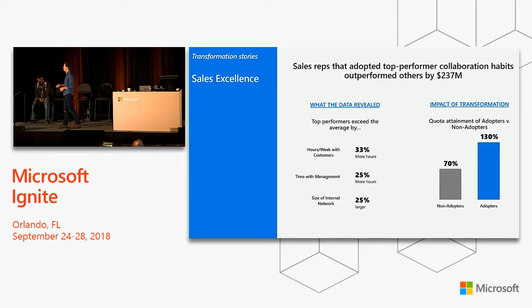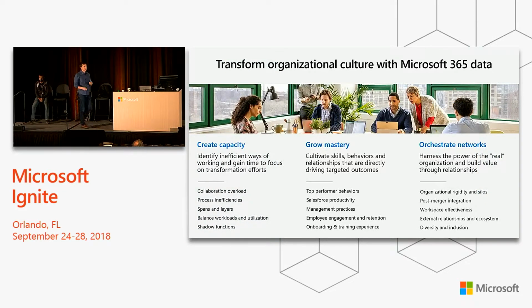So we designed a program where we tried to get teams to adopt these new habits. And for the teams that did adopt them, they saw a pretty significant gain in quota attainment, which you can see here. And that had pretty large financial impact. The teams that adopted these behaviors outperformed teams that did not by about $237 million total. So these are just a couple quick transformation stories.